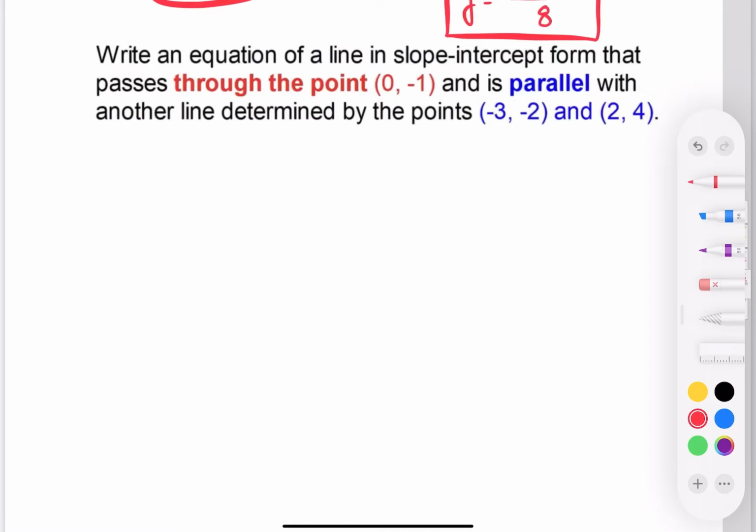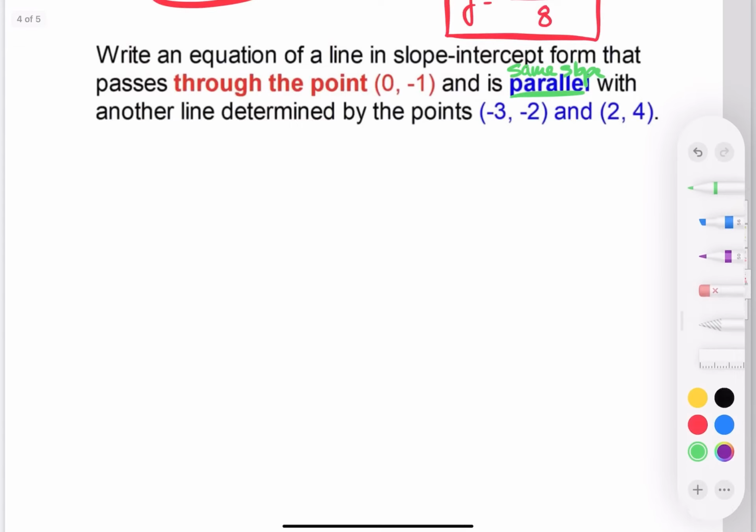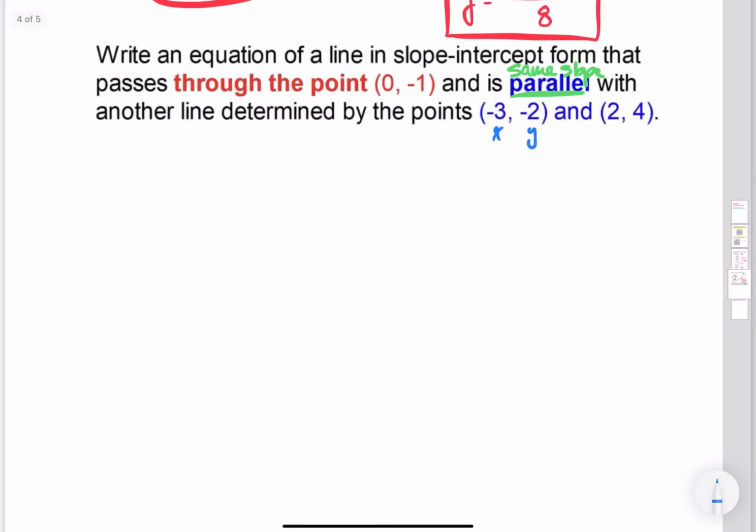So the first thing that I notice, again, it says parallel. So I want the same slope. So I need to figure out, well, what is the slope of this first line? And that first line is going to be based off of my 2 points here, x, y, x, and y. And I'm just going to call this first one my first point, and this is my second point, so x2 and y2. And the formula to calculate the slope of this line is y2 minus y1 over x2 minus x1. So I'm just going to plug and play here.